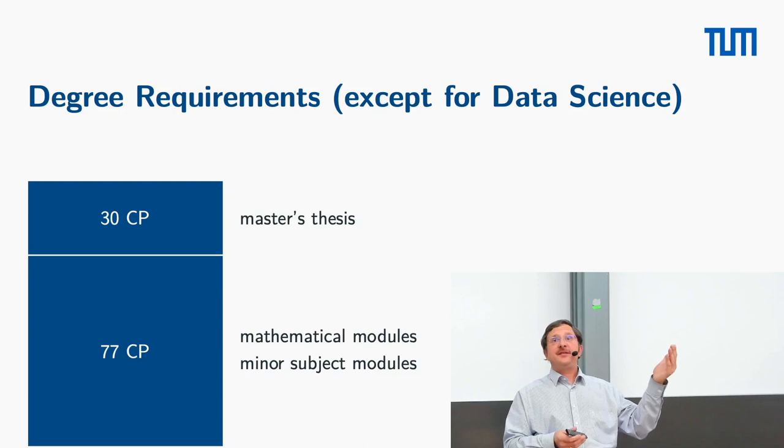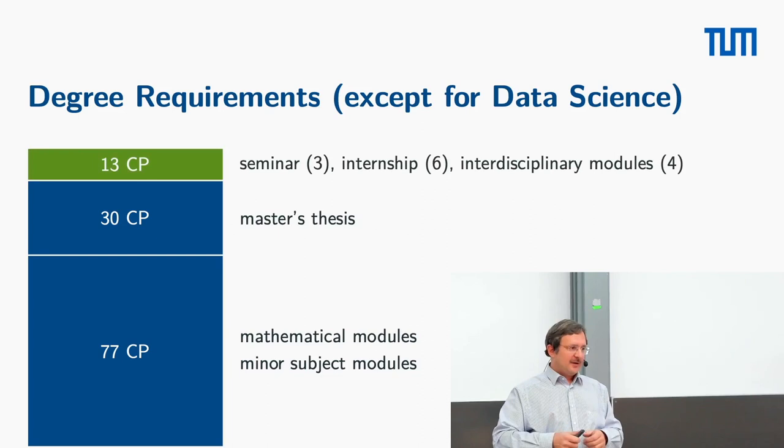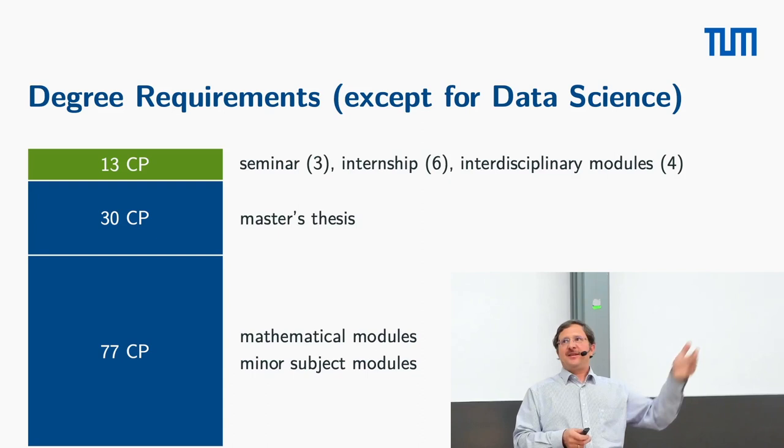Then there's the master's thesis. I already mentioned the thesis is worth 30 credits. You do one seminar. A seminar is usually worth 3 credits. You do the internship and the internship seminar. That gets you 6 credits. And you also do interdisciplinary modules worth at least 4 credits. And that means soft skills courses, language courses, and things like that. So there's a broad choice of modules that you can use for that. Okay, and if you do the math, in total, that means 77 plus 13, that's 90, plus 30, that's 120. So that gets you your degree in the end.